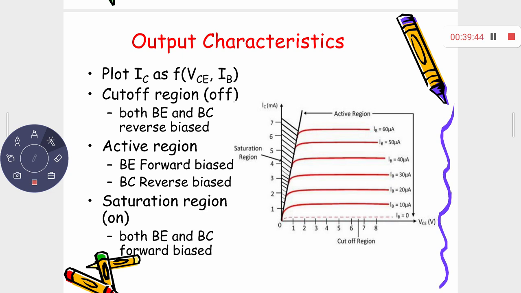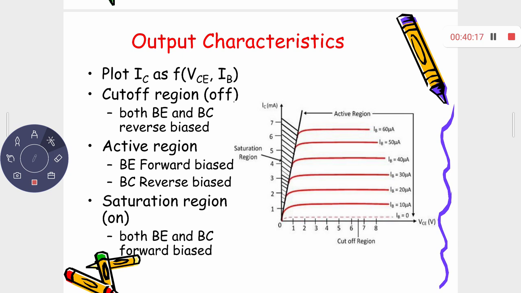Last day, hopefully, I drew a part of this curve. If you can remember, IC versus VCE. Those who attended the last class, IC versus VBE is the exponential part. And IC versus VCE, a part of the curve, is a straight line.